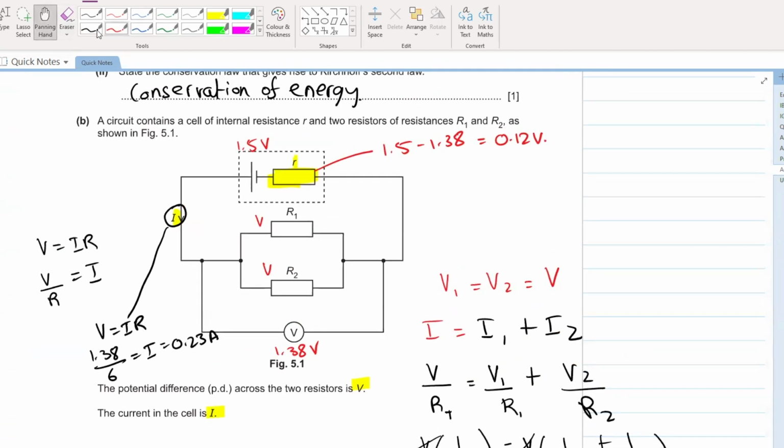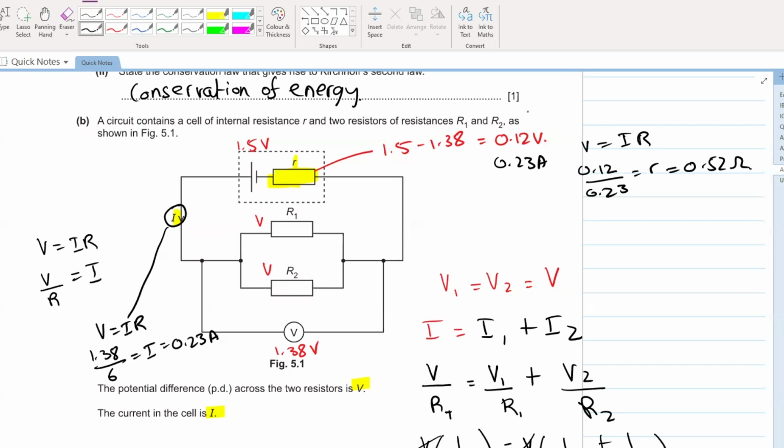Now you have your current as well. You have your voltage as well. Can you calculate the internal resistance? Yes. V is equal to Ir. Voltage is 0.12, current is 0.23, resistance r comes out to be what? 0.12 divided by 0.23, this comes out to be 0.52 ohms as your answer. Your internal resistance has come out to be 0.52 ohms. Simple.